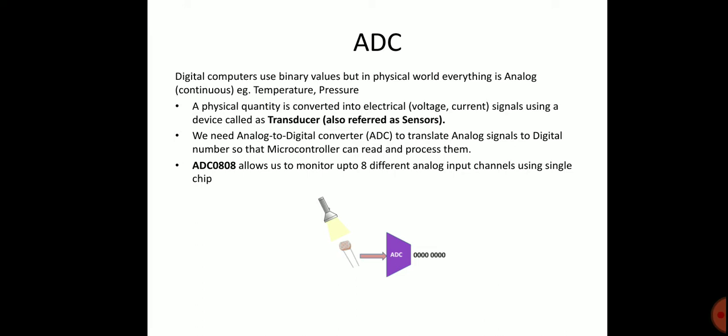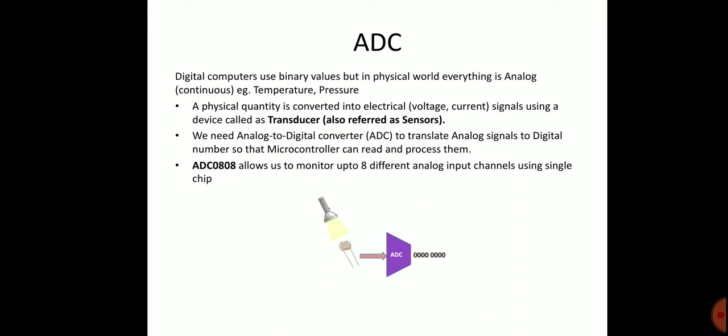Digital computers use binary values, but in the physical world everything is analog, such as temperature, pressure, etc. Physical quantities are converted into electrical voltage and current signals using a device called a transducer, also referred to as a sensor. We need analog to digital conversion, that is A to D, to translate analog signals to digital numbers, so the microcontroller can read and process them.